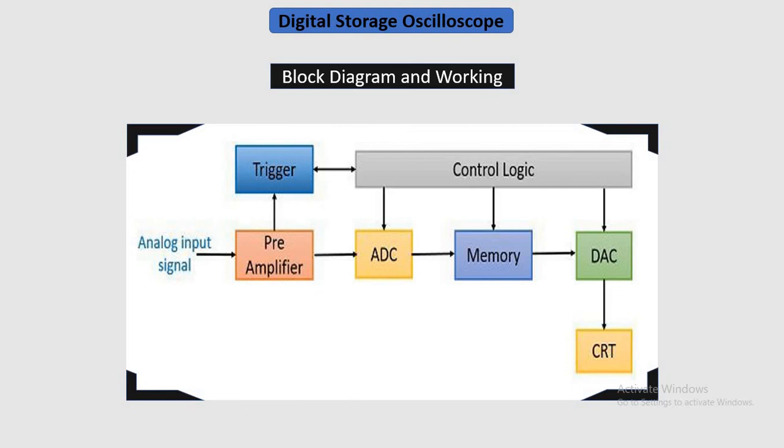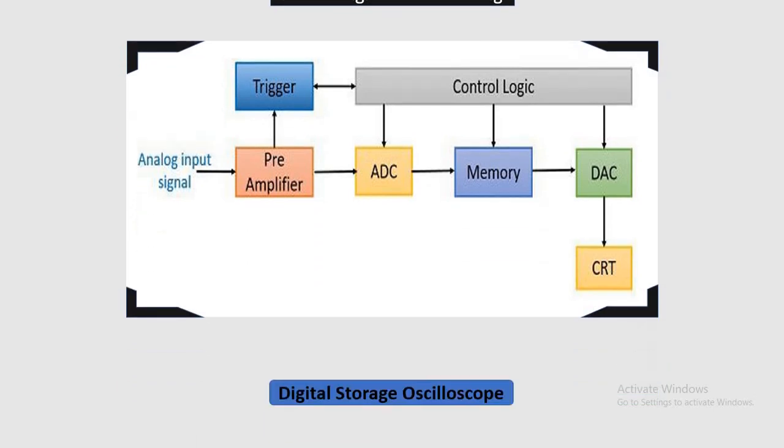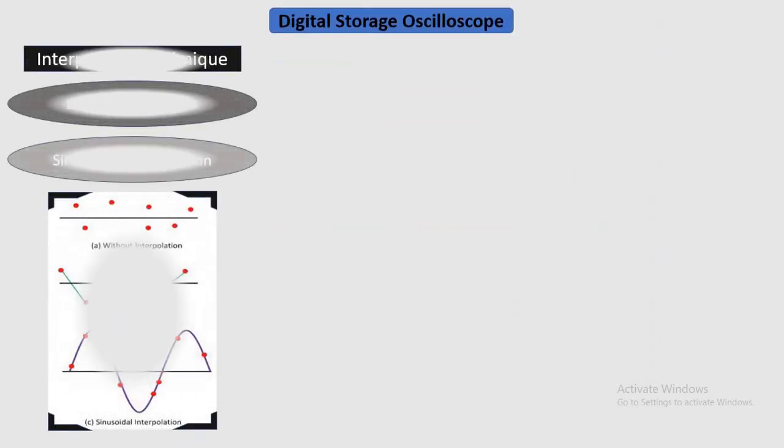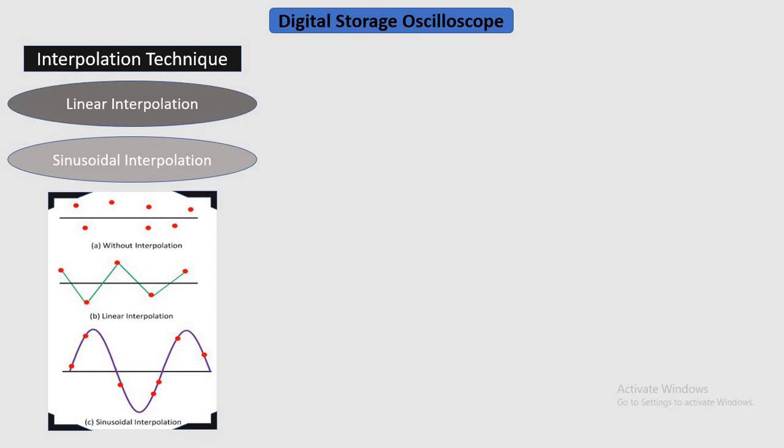Although the input is sampled according to sampling theory, aliasing effect can still occur, and this is so because the output is present as series of dots that corresponds to the sampled value. So, digital storage oscilloscope uses interpolation technique for visualization of final waves. Interpolation is a technique that creates new data points with the help of a discrete set of known data points. And it is basically of two types: linear interpolation and sinusoidal interpolation.